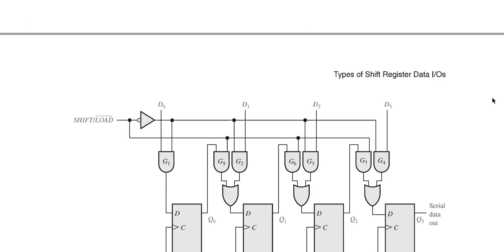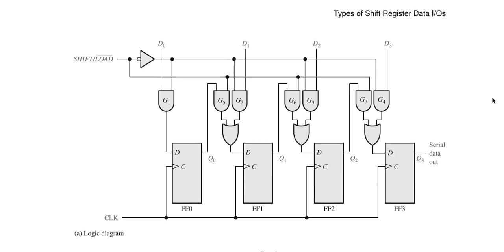First of all, we are going to check the condition. There are four D flip-flops, and you can check that the clock is also applied. The only change here is the additional input, shift slash load bar. Depending on this input, we are going to perform the operation. If the value is 1, it will perform the shift operation. If the value is 0, it will perform the load operation.